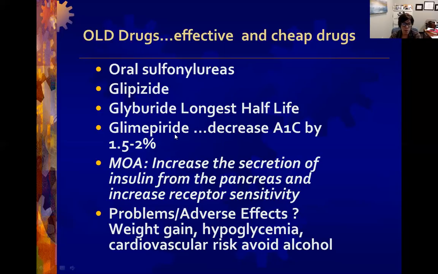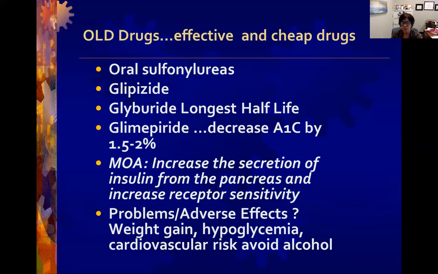So you'll probably see these. I would think you would have seen these on clinical, but what do they do? They increase the secretion of insulin from the pancreas and increase the receptor sensitivity. So they actually stimulate the beta cells to produce more insulin. Trying to say, wake up those beta cells.